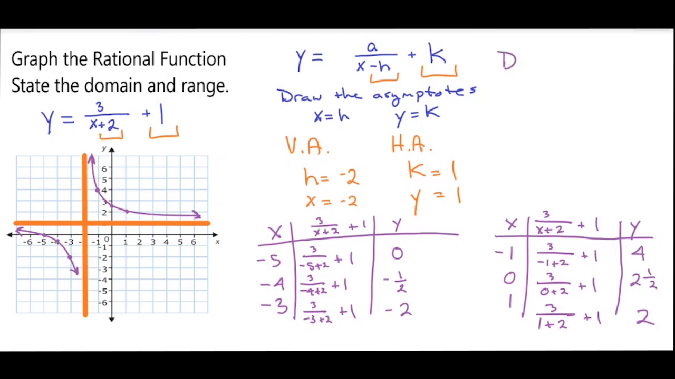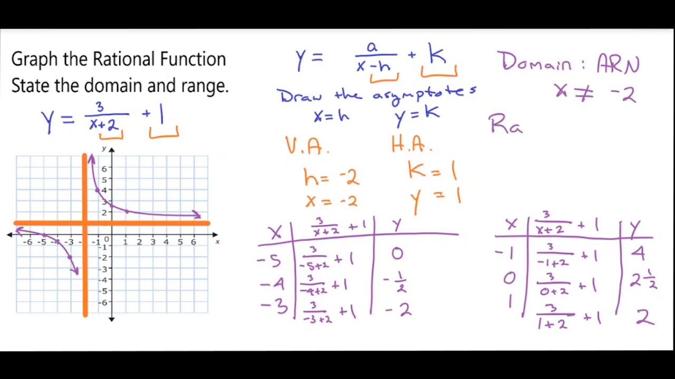Now we need to know the domain. All right, so what can x equal? Well, the only thing that is not going to be a value for x would be negative 2, because that is our asymptote. So I can say that it's all real numbers, but x cannot equal negative 2.